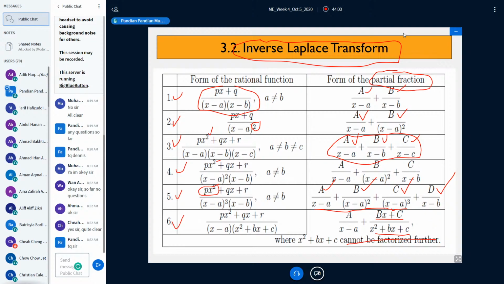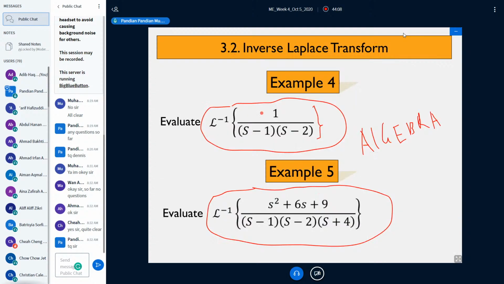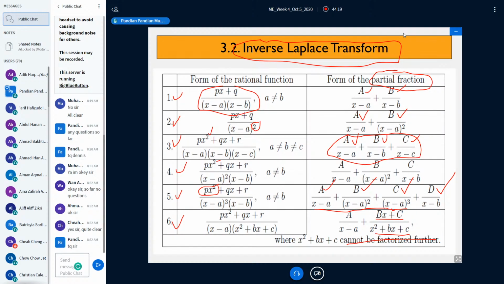Now class, you must be very familiar with this table. Without this table, at the moment, you cannot solve this problem unless you have another method. Other methods we are not recommending to you at the moment. At the moment, we just want to use this table. Again, the keyword is matching.